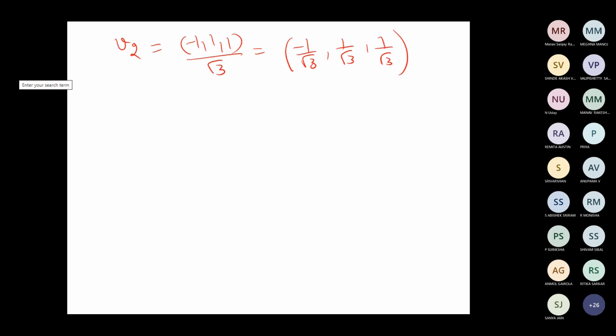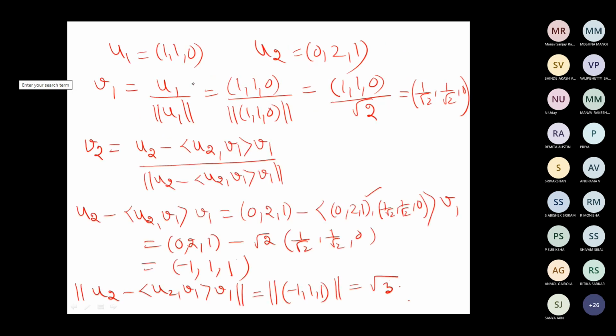Is it clear? So therefore, V1 comma V2 is an orthonormal basis for W. If you want orthogonal, what you have to do? You need not divide by the modulus. I hope you understand. Here U1 itself you can take. Here also if you take the numerator alone, then there will be orthogonal.